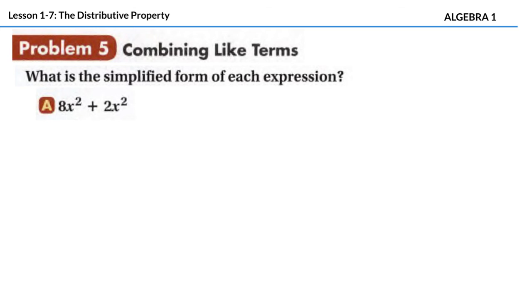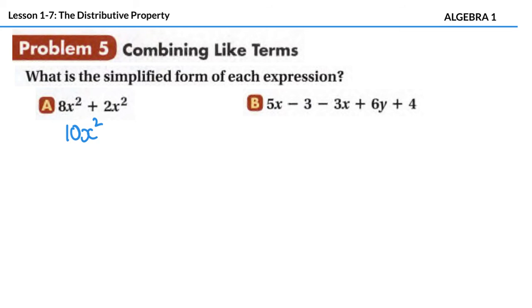What is the simplified form of each expression? 8x squared plus 2x squared. First question, are they like terms? Yes, they are, because they have the same variable with the same power. So, can I add them? You can add them. So, 8 plus 2 is going to be 10. So, it's 10x squared. So, you will put the variable as it is, the variable factor. Remember, you will not add the powers. Let's try another one.